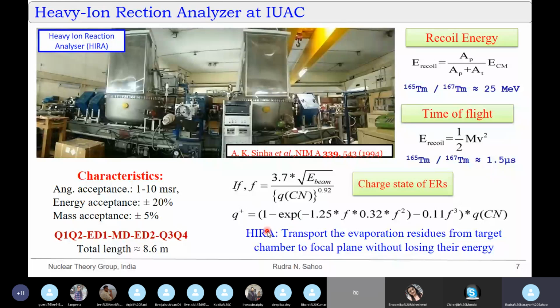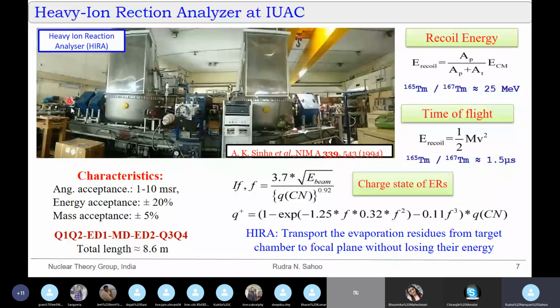And from the kinematics, we can calculate the recoil energy, time of flight, and the charge state. Accordingly, we provide the electric and magnetic field to the electric dipole, magnetic dipole and quadrupole. And after that, what happens? Sometimes, although we calculated these values theoretically, we are not getting the particles in the focal plane properly. That's why we slightly change the recoil energy and charge state, and we try to maximize the counts in the focal plane. When we see the maximum number of counts at a particular energy, that is taken as a given that in this case this is the good setup.